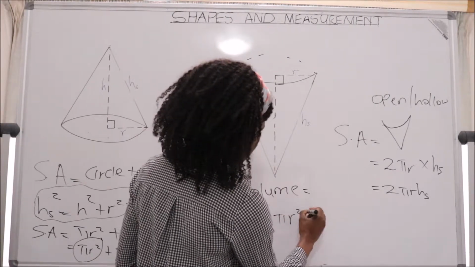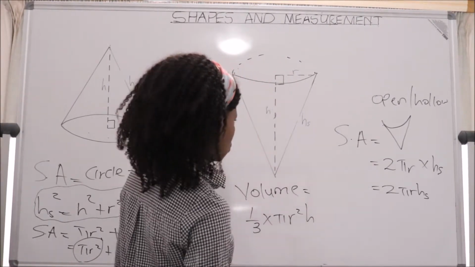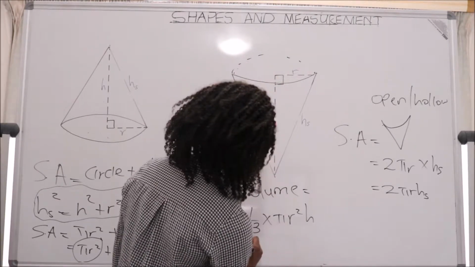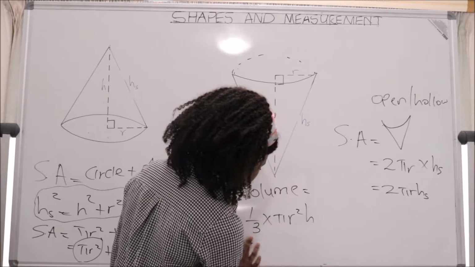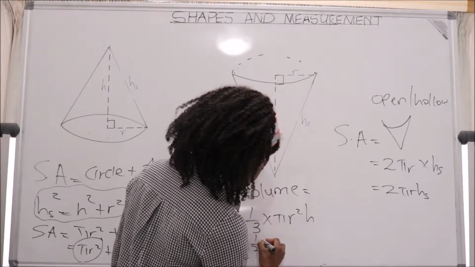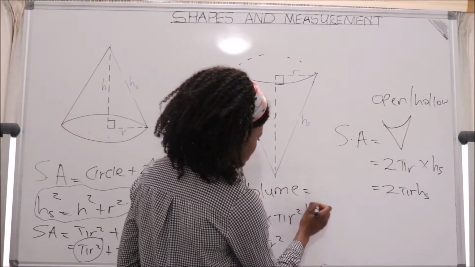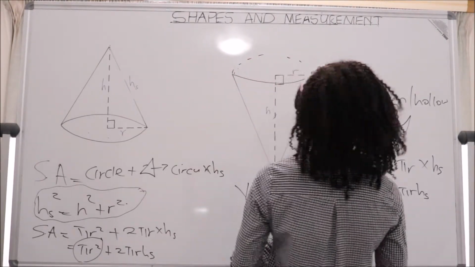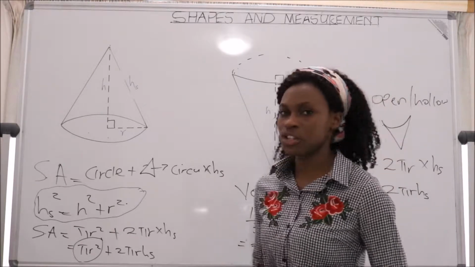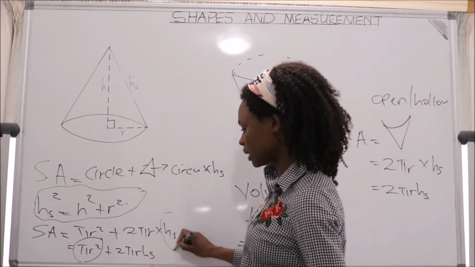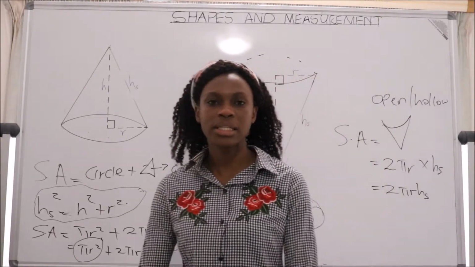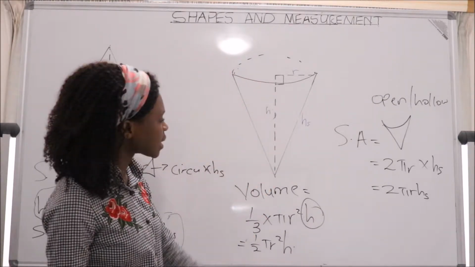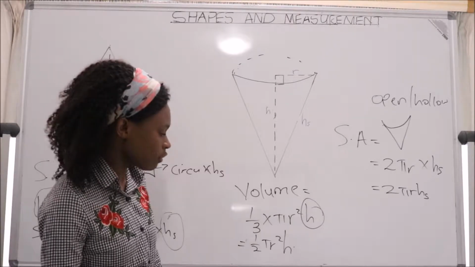pi r squared h. Remember, pi r squared is the base area of the cone. So the base of this cone is a circle, which is pi r squared, and that's multiplied by h, which is the height of the cone. Remember the difference now: when you are calculating the surface area, the height that you use is the slant height, but when you are calculating the volume, the height that you use is the right height of the cone, which is in the middle of the circle.